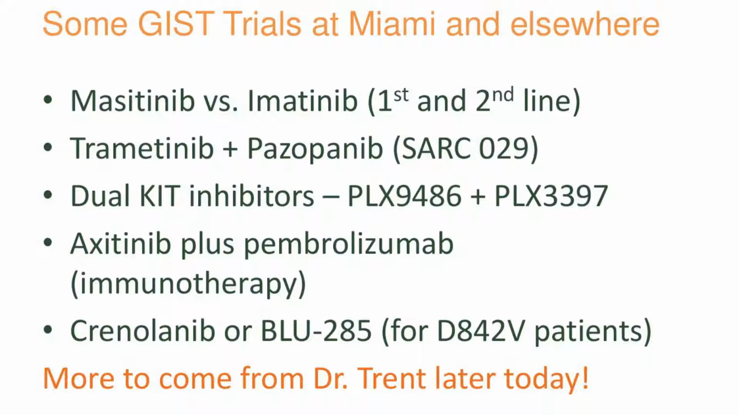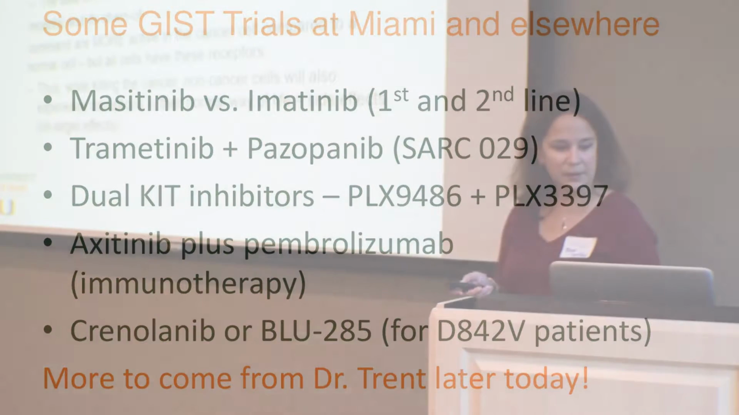I'm running a trial that has axitinib plus immunotherapy, a drug called pembrolizumab or PD-1, Keytruda is the other name. GIST patients are eligible for this. And then, again, the crenolinib and Blue 285 are the ones that are out there for D842V patients. And we'll eventually have crenolinib and Blue 285s at some other centers. We're not going to have that one. So that's just the short list.